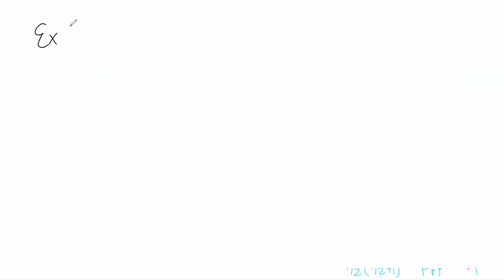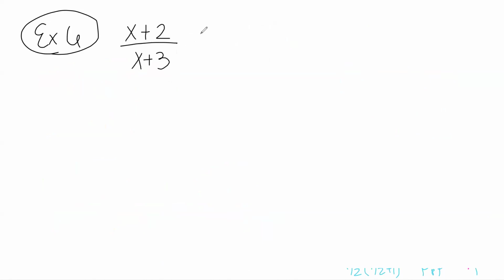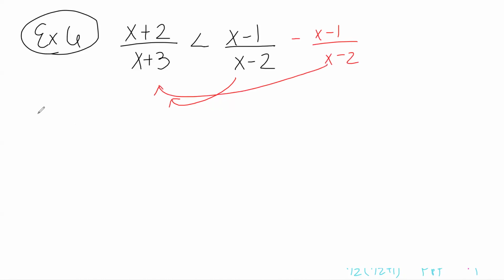Example 6. Here's our original problem: x plus 2 over x plus 3 less than x minus 1 over x minus 2. We want everything to the left, so let's move this over. You would subtract it, so we're subtracting x minus 1 over x minus 2, and then this would cancel and be 0, which is what we want.